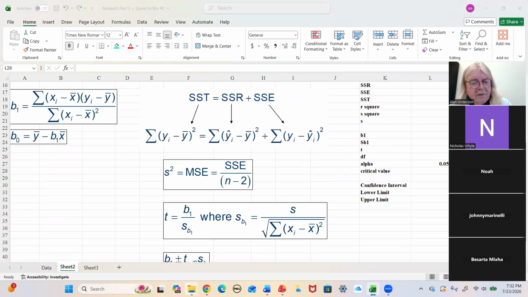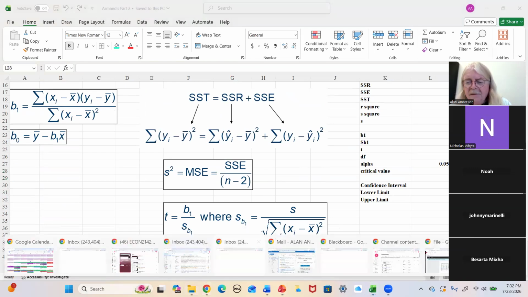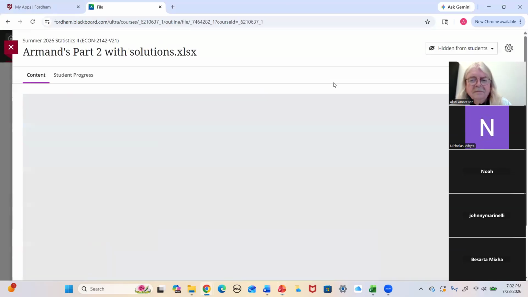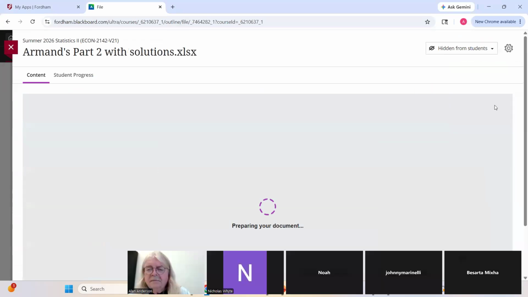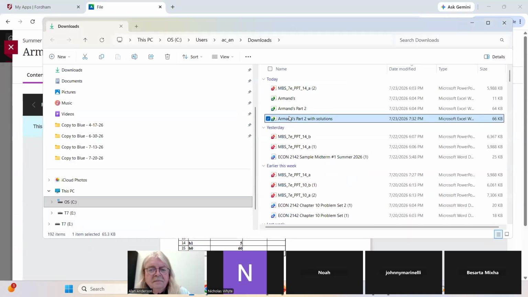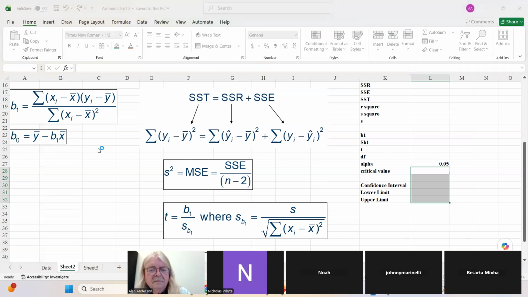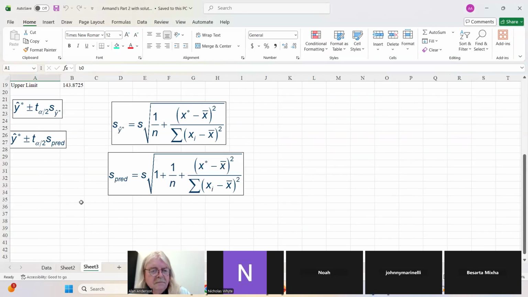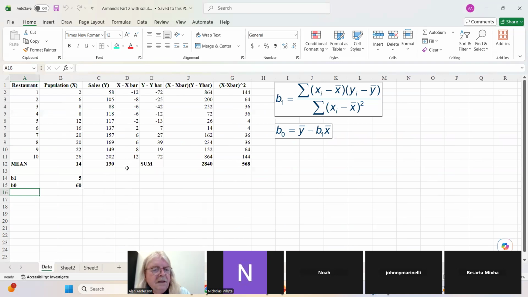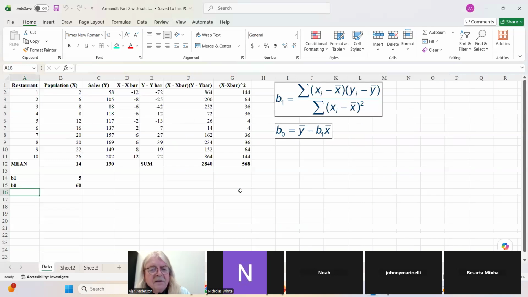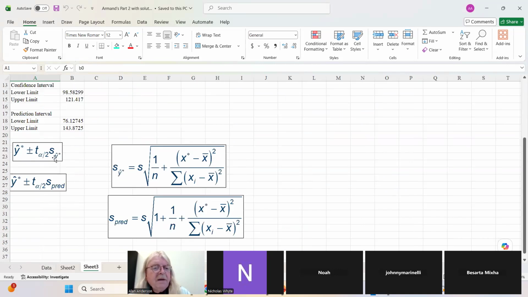Now, before we do anything else, I'm going to open up my solutions. I just want to remind myself, I want to make sure I haven't overlooked something. All right, so we're going to go back and capture a lot of these calculations that we glossed over before, and then we're going to bring it all together into sheet three and come up with our confidence and prediction intervals.